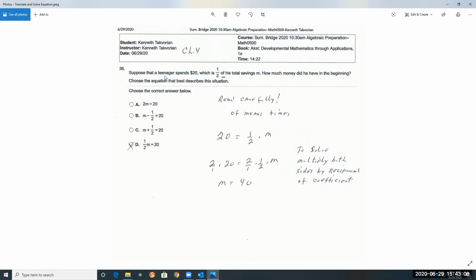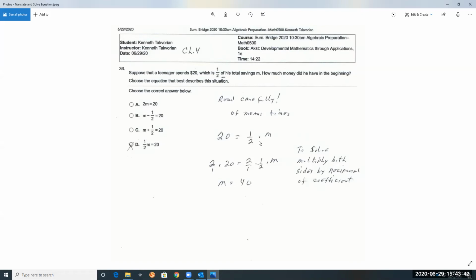Suppose that a teenager spends $20, which is 1/2 of his total savings, M. How much money did he have in the beginning? How much did he have in his savings account? Well, it says 20. That is equivalent to, equals, 1/2 of, times, his total savings, M. So there's the translation: 20 equals 1/2 M. Looks like it's answer D.